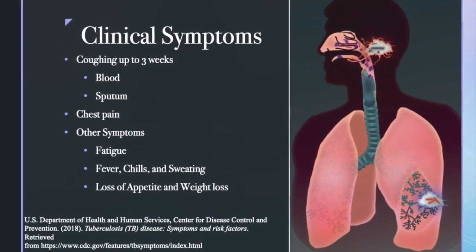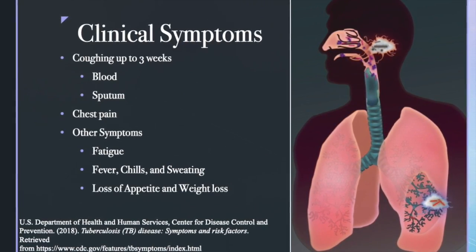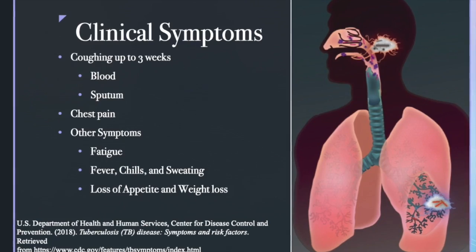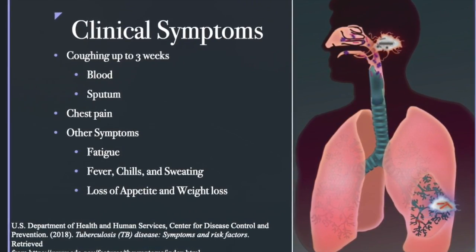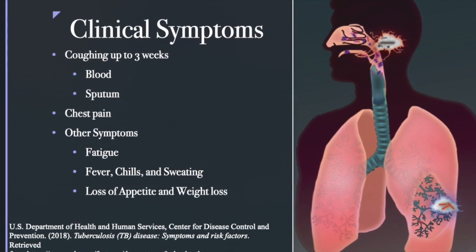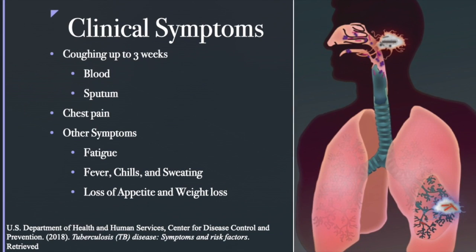Sputum is mucus that is found deep inside the lungs. Other symptoms of tuberculosis disease include an individual feeling weak, tired, having chills, fever, or sweating at night. It also includes the individual having a loss of appetite and experiencing weight loss.